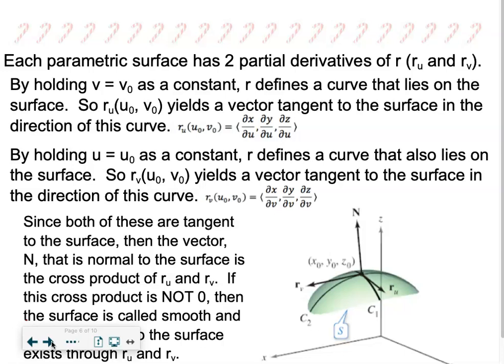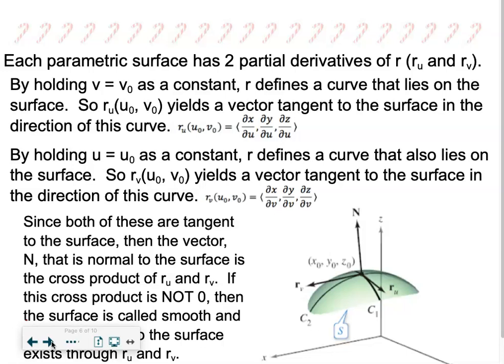And this is actually what you're going to see on your quizzes and your tests and in your homework and everything. So every parametric surface has two partial derivatives now, because all of your functions are going to be defined in terms of u and v. So you're going to have a partial u and a partial v, right? So an r sub u and an r sub v.